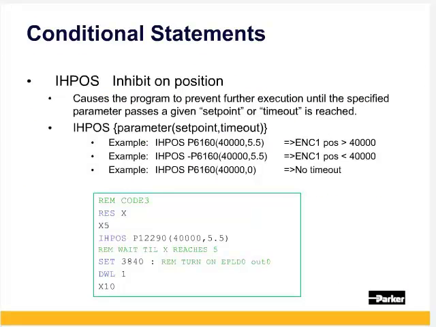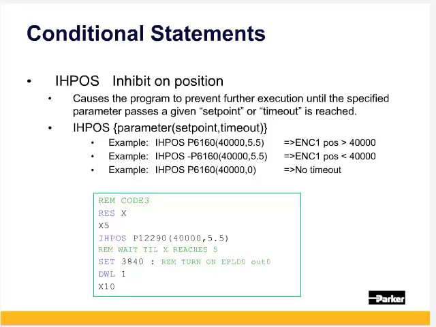IHPOS inhibits on a position until the parameter passes a given set point or an optional timeout is reached. IHPOS P6160 (40,000, 5.5) would wait until axis 1's encoder is greater than 40,000 counts or 5.5 seconds has elapsed. If this is an 8000 resolution encoder, this would be 5 revs. Doing a minus in front of the parameter would have it as less than. You may also set the timeout to 0, effectively inhibiting program execution for the parameter condition to be reached.